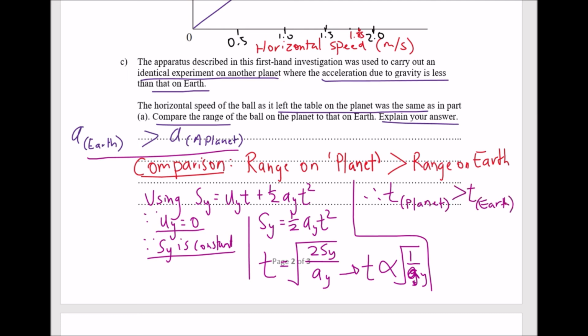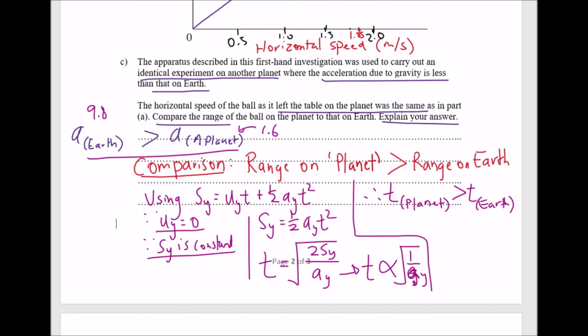And you can put some numbers in if you need to check that out. So we know that the acceleration due to gravity is 9.8, and let's just say the acceleration of the other planet is 1.6. Plug that into the numbers and see if that's true. See for yourself. I might do that near the end once I've done this explanation.